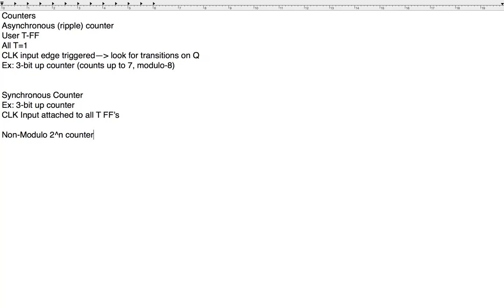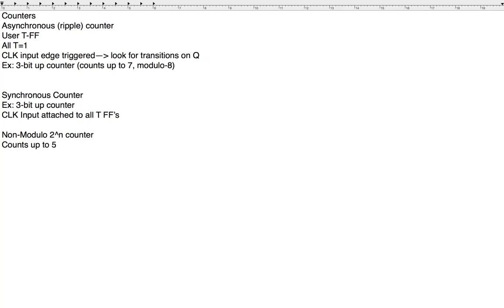Let's say we want to count up to 5. Well, how are we going to count up to 5? The lowest we can use is the 3-bit counter, which counts up to 7, because a 2-bit counter only counts up to 3. So therefore, we have to use a 3-bit counter. So let's say we want counts up to 5.